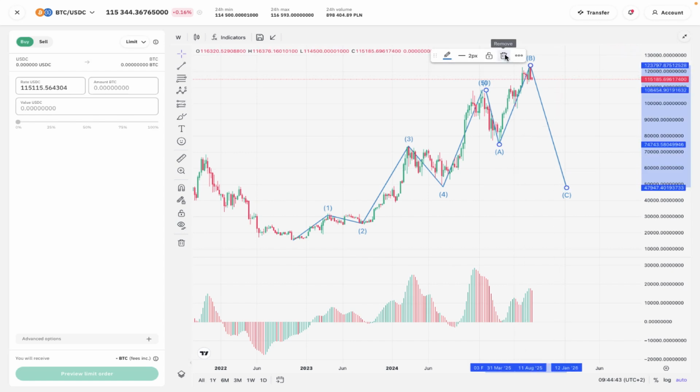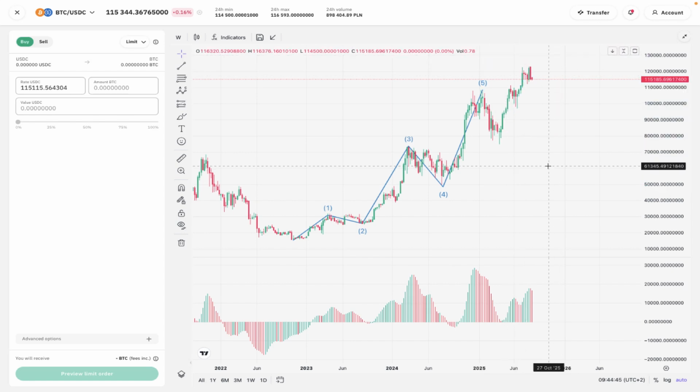So if we remove this ABC irregular flat correction on our long-term chart, there is one thing that might be helpful with our labeling, and that is the momentum indicator. I'm using the awesome oscillator, right? Or RSI basically, but this time I'm using the awesome oscillator.